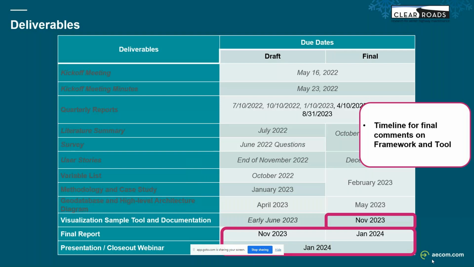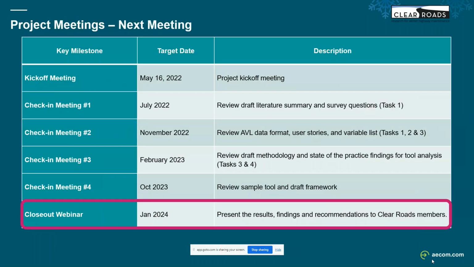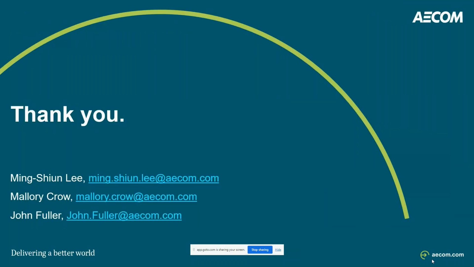All right, next slide. Just basically saying the next time we plan to meet would be for the closeout webinar, where we'll discuss the final results and overall findings, and recommendations for moving forward for deployment and development of your own plow cycle tool. All right, I think that's the last slide.